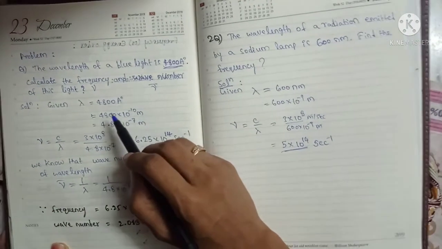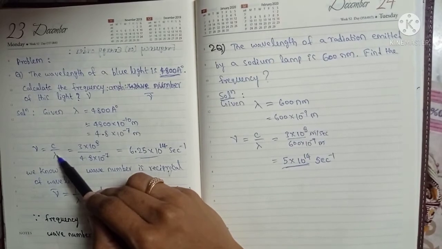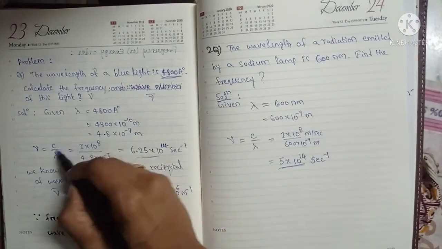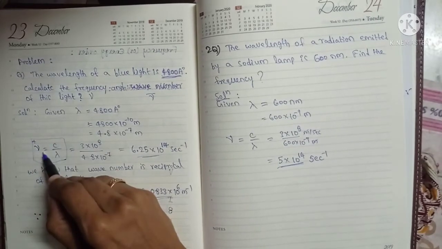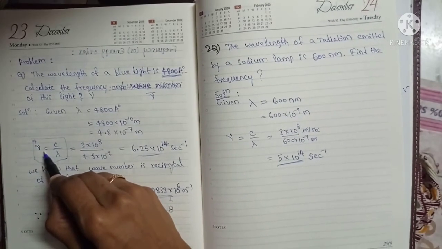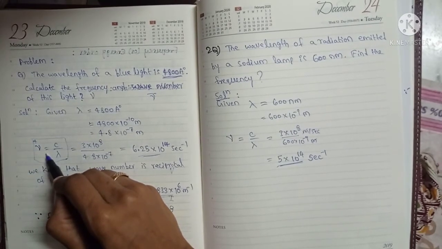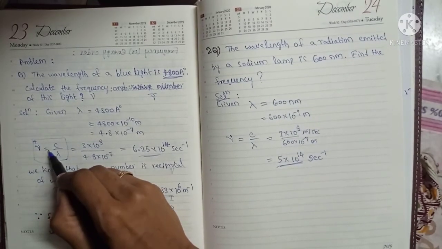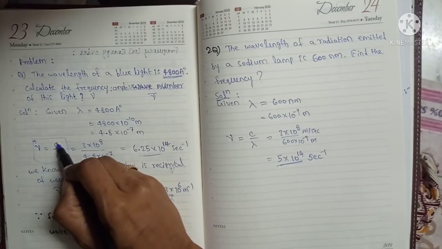So we know that nu equals c by lambda, right? So this is the equation, an important equation. Yesterday I said this is very important for solving problems. Nu equals c by lambda. How does it come? Nu is inversely proportional to lambda. So if you remove the proportionality, the constant c will come.